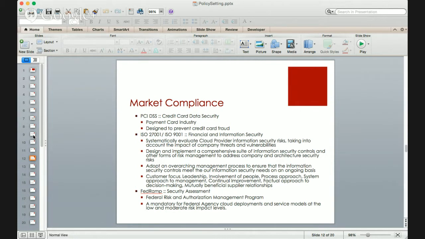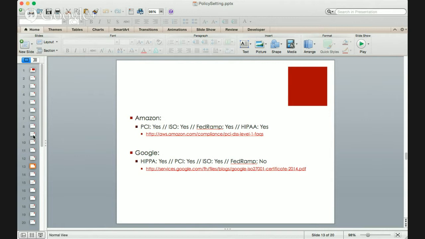So you've got to understand what these regulatory environments are, which ones are applicable to you, and then how that regulatory environment is distributed between you as the client and the cloud provider. All right, just kind of finishing up regulatory here.